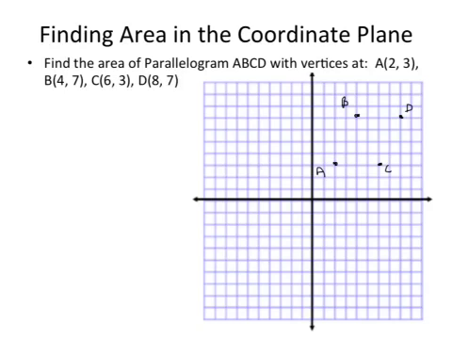Well, we can see that our bases here each have a length of 4 units. And though we can connect our vertices here to form the parallelogram, we can also see that the height here is also 4 units. So my area is just going to be 4 units for my base times 4 units for my height, so 16 units squared. Okay.